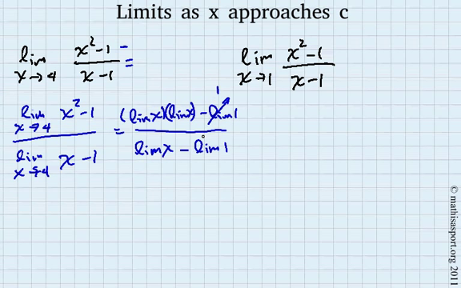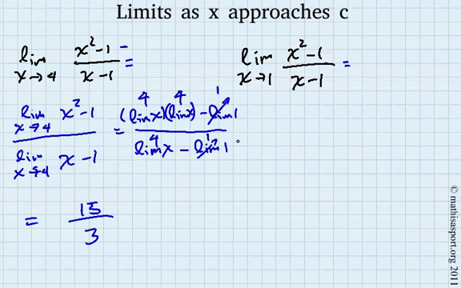This is a known limit, it's 1. This is a known limit, it's 1. This is a known limit, it is 4. This is a known limit, it's 4. This is a known limit, it's 4. We get 16 minus 1 is 15 all over 3. So what's the big deal? Well, let's try to do that same thing here.